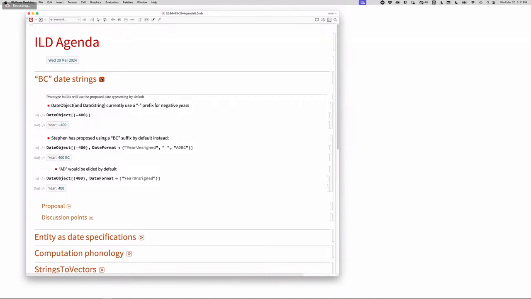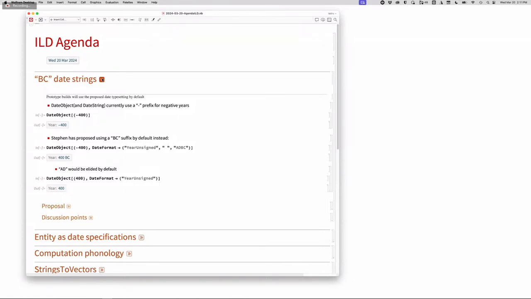So for positive years, we will elide an AD suffix, and for negative years, we have BC. Do we have BCE as well? Yes, we do. Okay, so you get to choose. It's basically, the two things to figure out are, do we want to do this by default for all DateObjects and DateStrings, and then do we want to use BC or BCE? Oh God, I don't know. I would vote for BCE. BCE is the common modern convention.